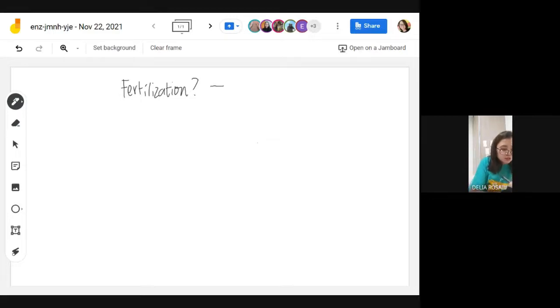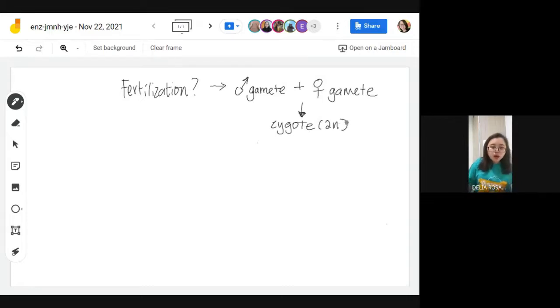Correct. So it is the fusion between the male gamete and the female gamete. And this would then produce your zygote, which is 2N. Now, how many, yes, correct, to form diploid zygote.